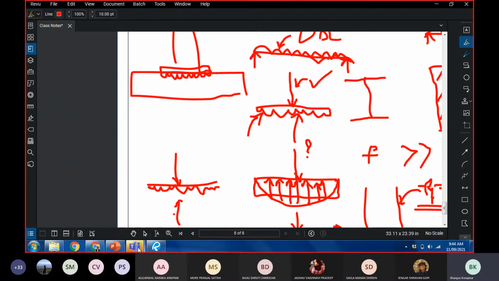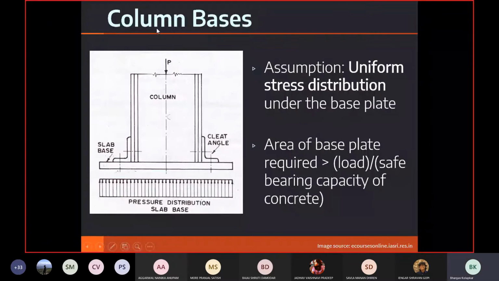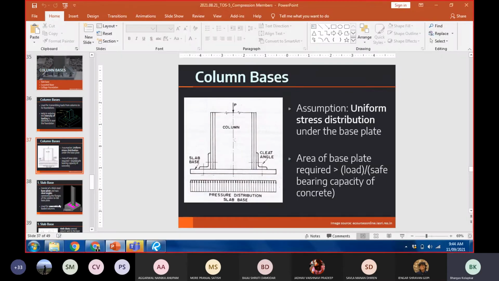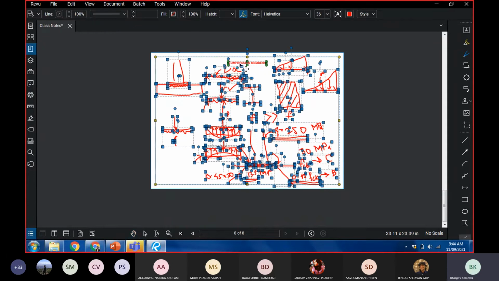The design of the base plate is based on this assumption of uniform stress distribution under the base plate. So this is a base plate, this is a column, and this is a pressure distribution below the base plate. Because of concrete, we just assume it to be uniform. Now the question is, what should be the area of this plate, or what should be the plan area of this plate? And I think it's a fairly easy question to answer.